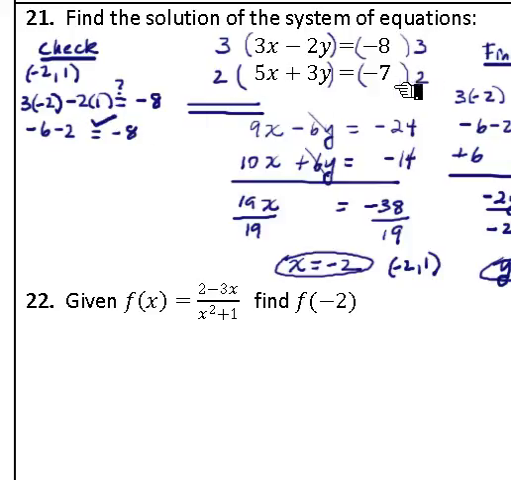And now let's substitute into the second equation. So we want to see if 5 times minus 2 plus 3 times 1 is equal to negative 7. That is, minus 10 plus 3 is equal to negative 7, so that works as well. So our solution does check.